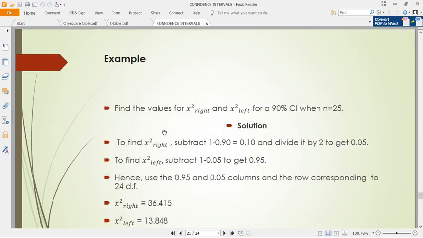So we have an example. Find the values of x squared right and x squared left for a 90% confidence interval when n is 25. So remember, degrees of freedom are n minus 1. So to find x squared right, we said we subtract the confidence level from 1, so to get alpha. So therefore 1 minus 0.90 will give us 0.1, and then we divide that by 2 to get alpha over 2, which is 0.05.